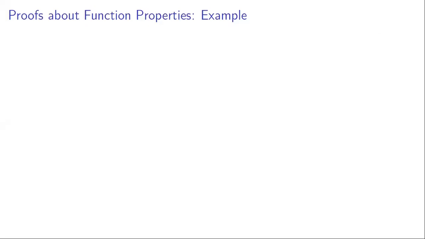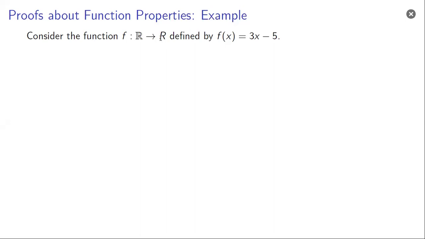All right, so more examples of how to prove a function is or isn't surjective or injective. So consider the function f from R to R. Again, this should have been in the fancy script, but sorry. Suppose we have a function f from the real numbers to the real numbers defined by f of x is equal to 3x minus 5. Let's prove that f is injective.